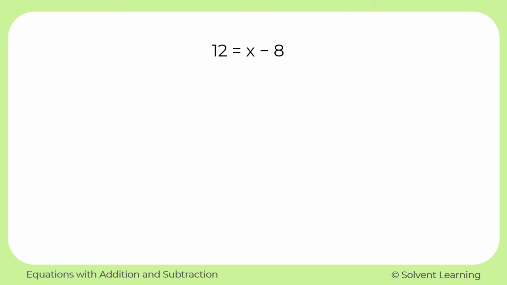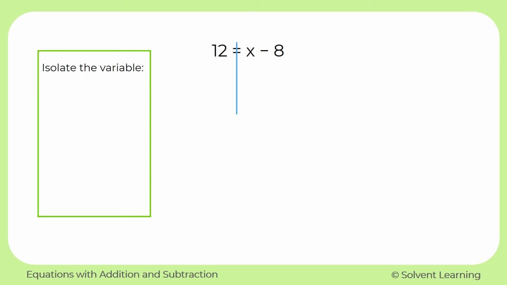Let's look at another example. Here we have 12 equals x minus 8. Let's draw a line through the equal sign so we can see the two sides separately. Now if you notice, this one's set up a little bit differently. This time our variable is on the right side of the equation. We have x on the right side. But that's okay, it's totally fine. Sometimes the variable will be on the left, sometimes on the right, sometimes it'll even be on both sides. But we can still work out the problem with the same steps.